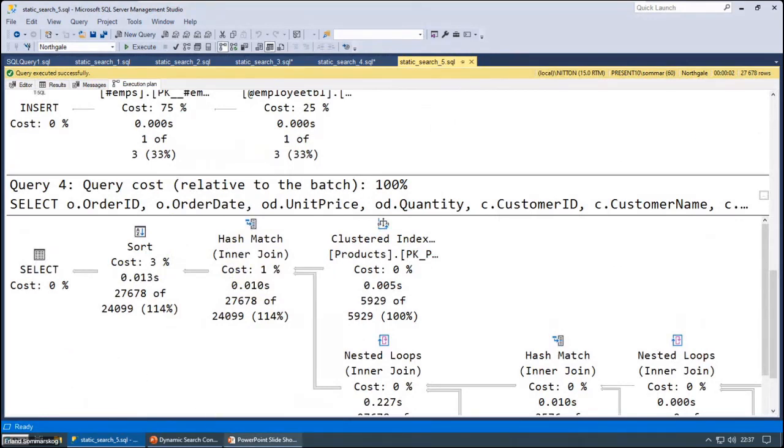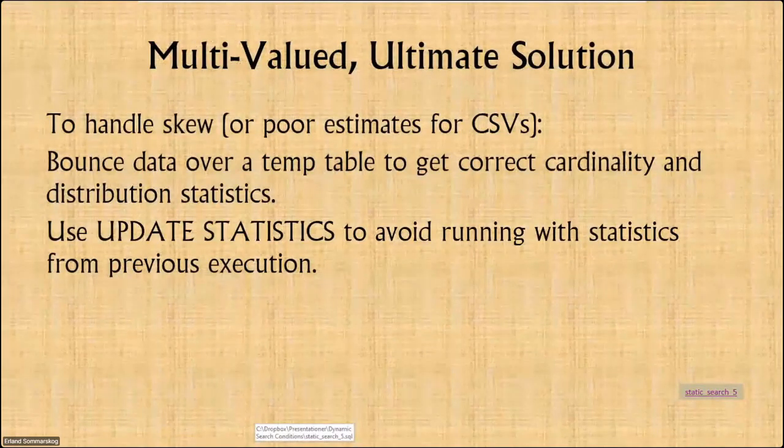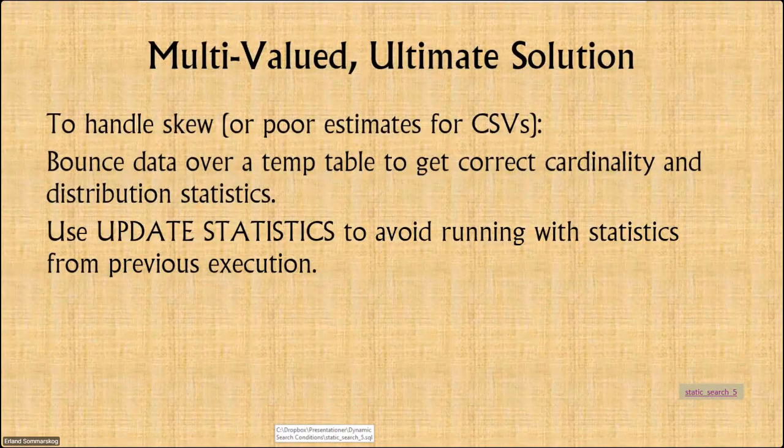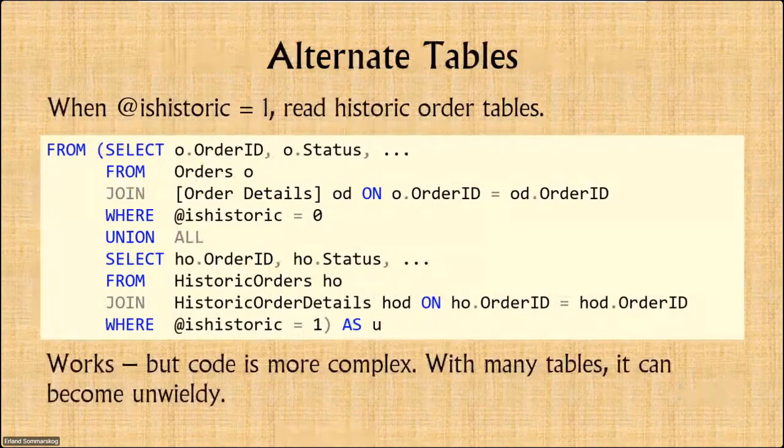Okay, that was a whole lot of things on the CSV, a little more complicated than I would like it to be. But anyway, let's move on. There might be other things we want to do in our searches. For example, let's just imagine, in this database there are actually two sets of order tables. There is orders and order details, and there's also historic orders and historic order details. And there might be an input parameter that tells the users, I want to search historic orders. And you can do it this way.